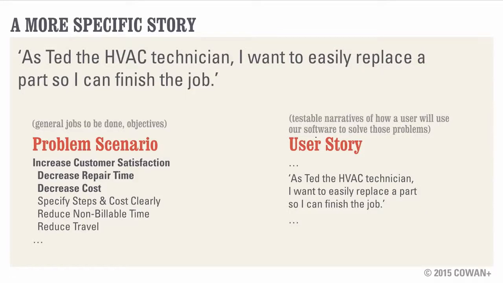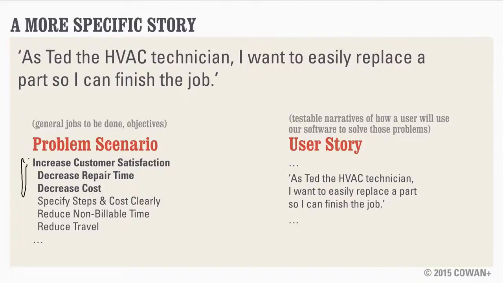All right, what I would do personally with this story is take the vague general stuff and make sure I decompose it into problem scenarios, because yes, it's important to satisfy the customer, but that's something we would put over in these larger jobs to be done, things that matter, things that Ted wants to do. And then I would move forward to more specific user stories, testable narratives. And here's an example of a somewhat improved version of this story. "I want to easily replace a part." This is a specific thing in the sequence of things that he does where we think software might be pertinent. "So that he can finish the job."